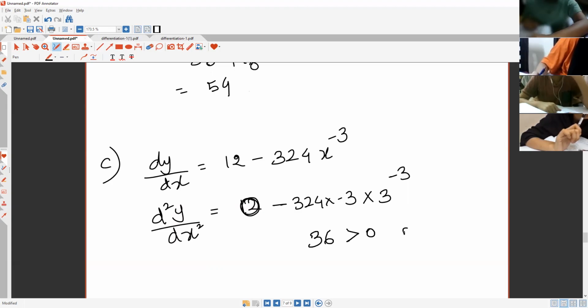36 is greater than 0. Therefore, minimum. Clear? Everyone?